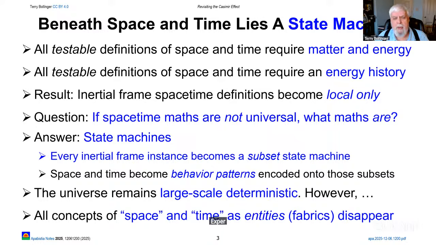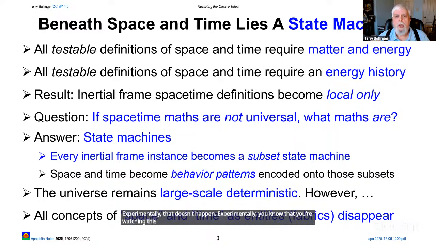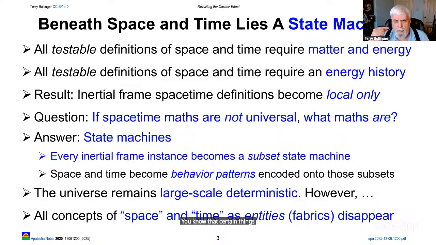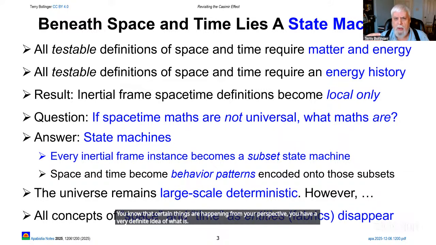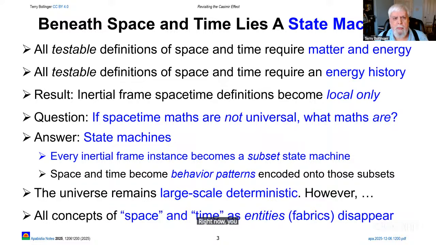Experimentally, that doesn't happen. Experimentally, you know that you're watching this right now. You know that certain things are happening from your perspective. You have a very definite idea of what is right now. You make a strong distinction between past and future. So the state machine, as I say, is in some ways going back to a more intuitive concept of how physics operates.